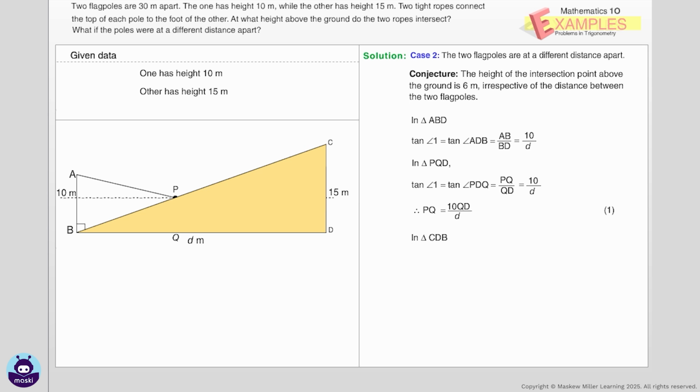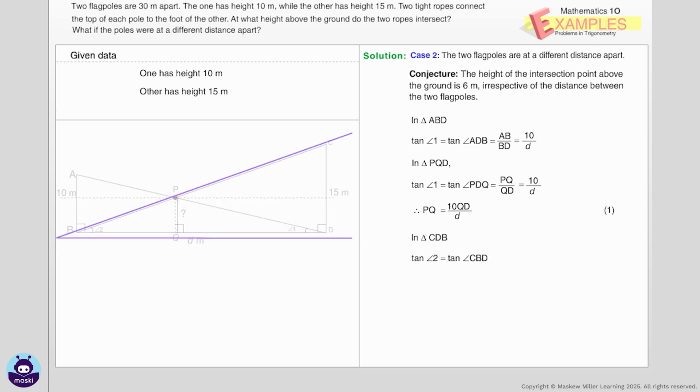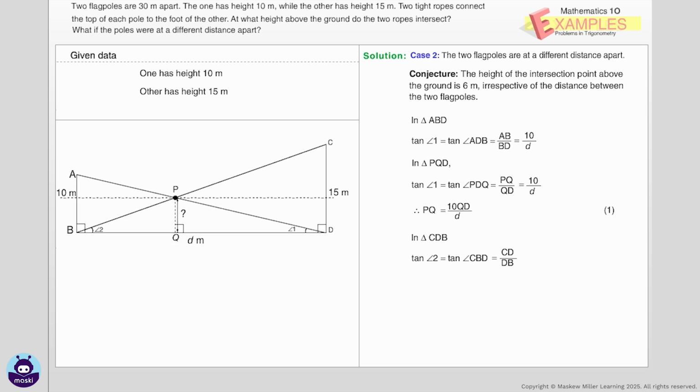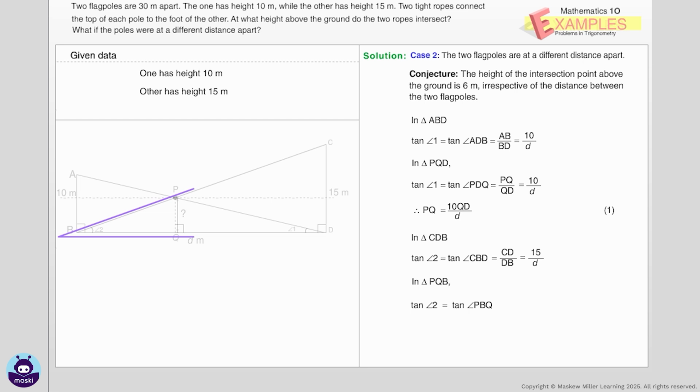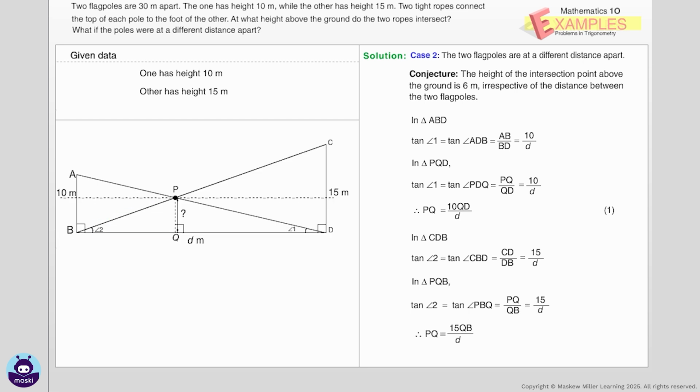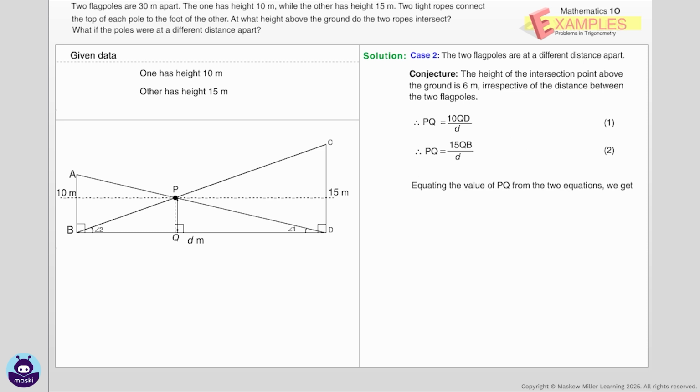In triangle CDB, tan angle 2 equals tan angle CBD equals CD over DB equals 15 over D. In triangle PQB, tan angle 2 equals tan angle PBQ equals PQ over QB equals 15 over D. Therefore, PQ is equal to 15 QB over D, equation 2. Equating the value of PQ from the two equations, we get 10 QD over D is equal to 15 QB over D. Multiplying both sides by D and dividing by 5, we get 2 QD equals 3 QB, equation 3.